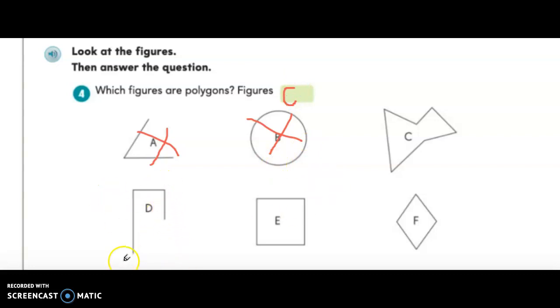Now D, straight lines, but it is not closed, so that is not a polygon. Figure E, straight lines, closed figure. The corners come together to create that vertex of the 2 lines. So yes, E is considered a polygon. And then if we look at our final figure, F, it has straight lines. The lines come together to create that vertex or that corner. No intersecting lines, so that one is considered a polygon. Hopefully you're getting the hang of this by now.